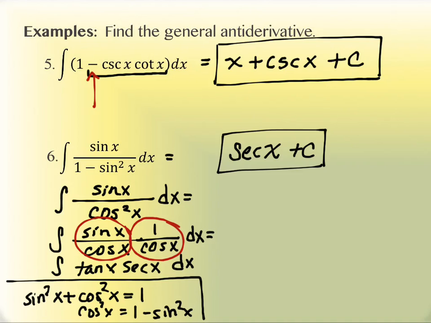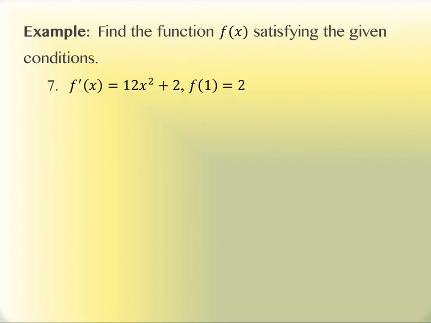Okay, we've got one more problem, and it has one additional piece of information that allows us to do one additional step. So let's take a look at this one. This one tells us to find the function f of x, satisfying the given conditions. And notice they changed the notation. They actually wrote this as f prime and asked you to find f. So it's the same thing as writing this as f and asking you to find capital F. They've notated it a little differently.